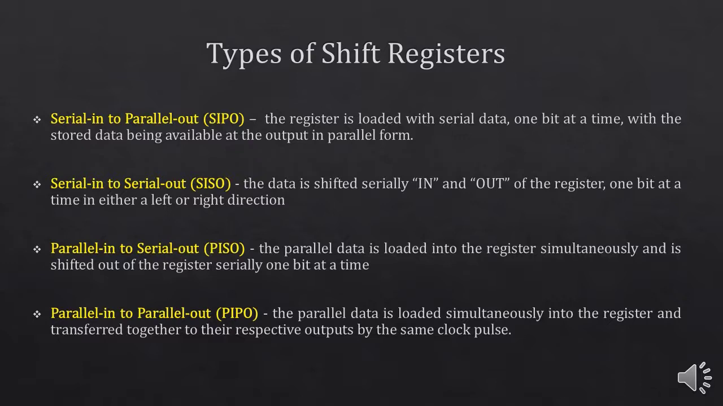Second is serial in, serial out. The data is shifted serially in and out of the register one bit at a time, either in the left or right direction. Third one is parallel in, serial out. The parallel data is loaded into the register and is shifted out of the register serially one bit at a time. Last one is parallel in, parallel out. The parallel data is loaded to the register and is available at the output by the same clock pulse that we use for loading the data.